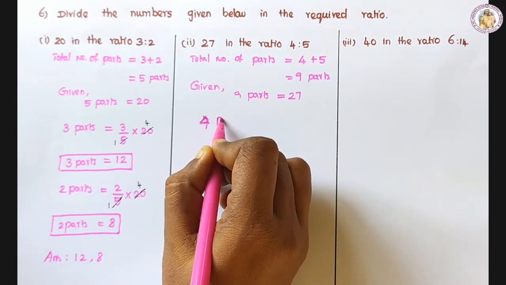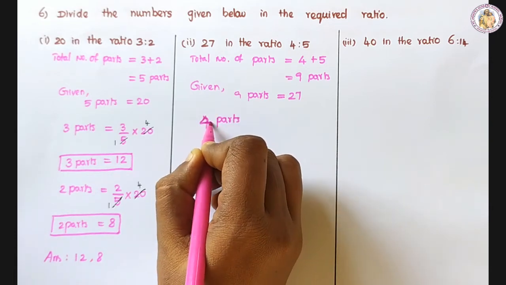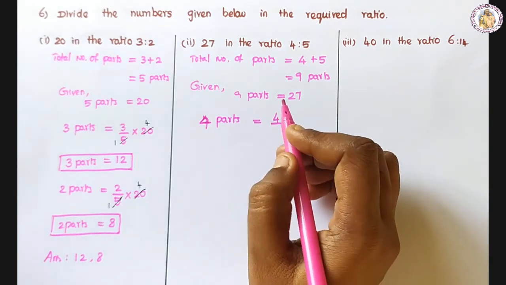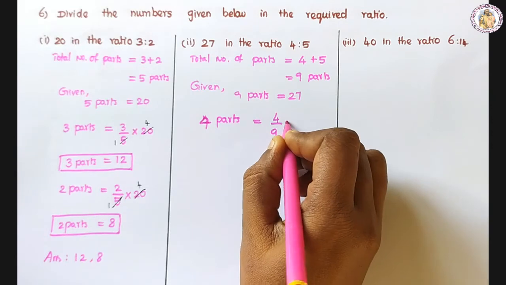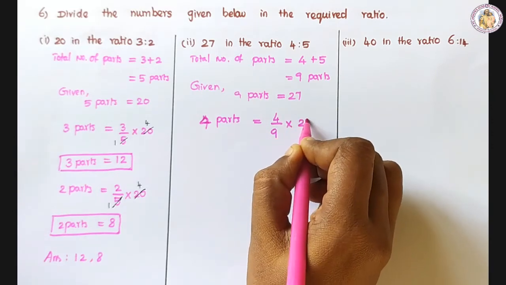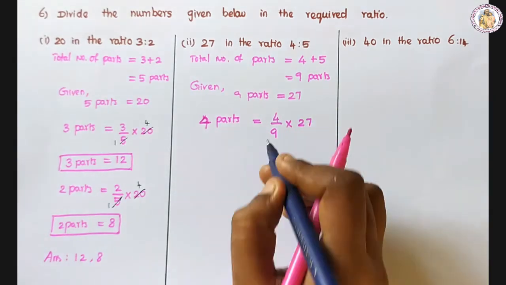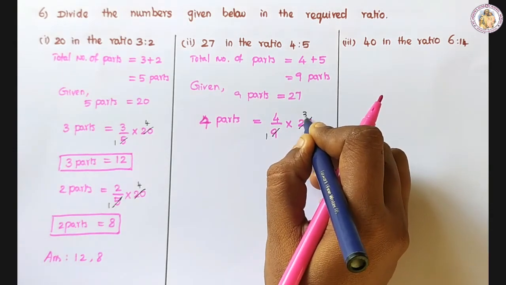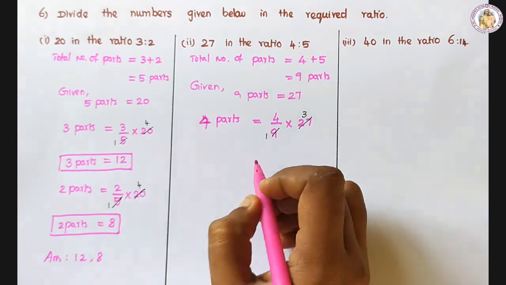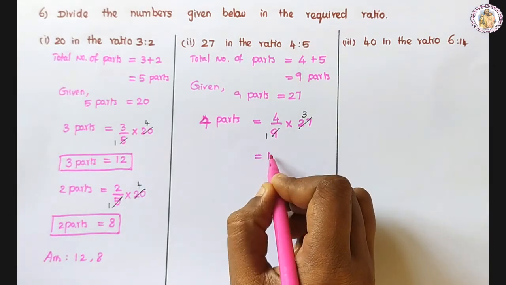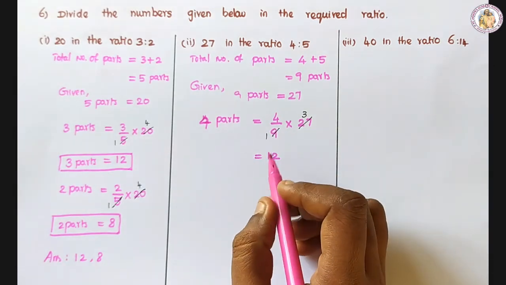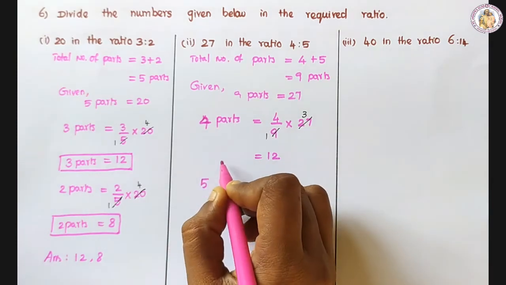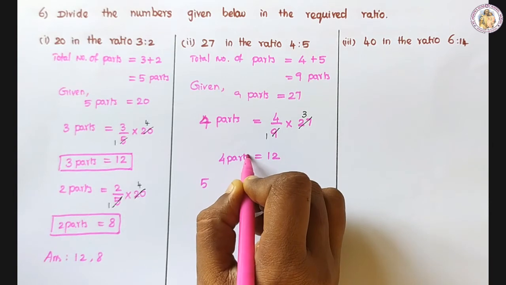First 4 parts. 4 parts equal to 4 by total number of parts is 9 into how much? 27. 9 1 is 9, 9 3s are 27. So 4 3s are 12. 4 parts is 12.